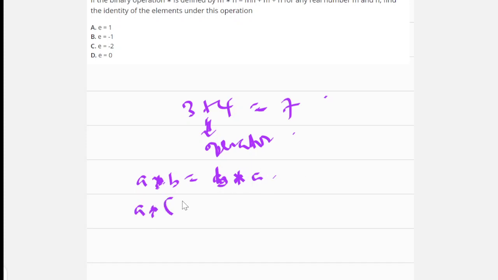Then we have the associative property. So A operation B operation C is also the same thing as what? A operation B operation C. You understand now? Then we have identity. We have distributive as well. That is when you have two operators.